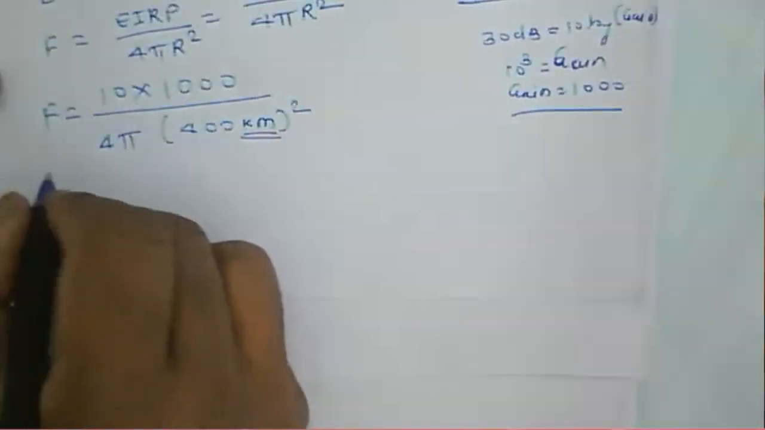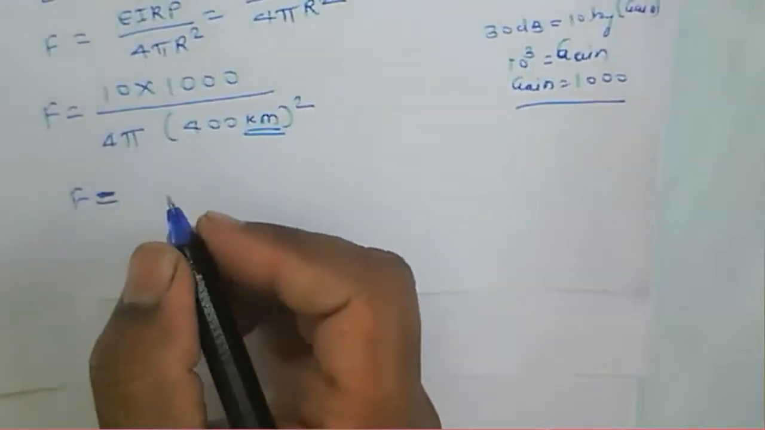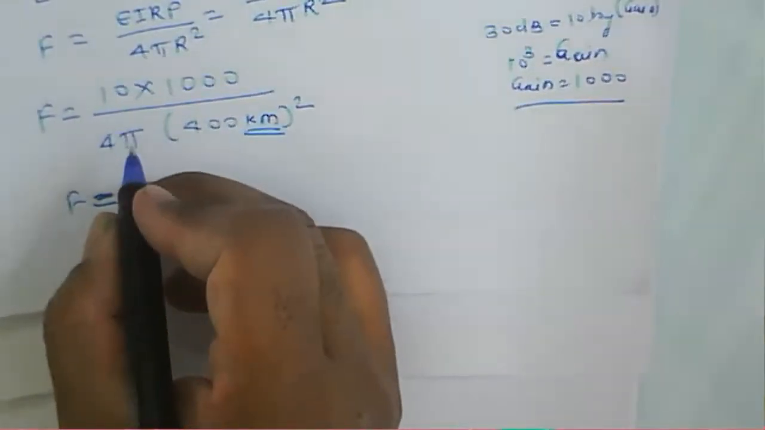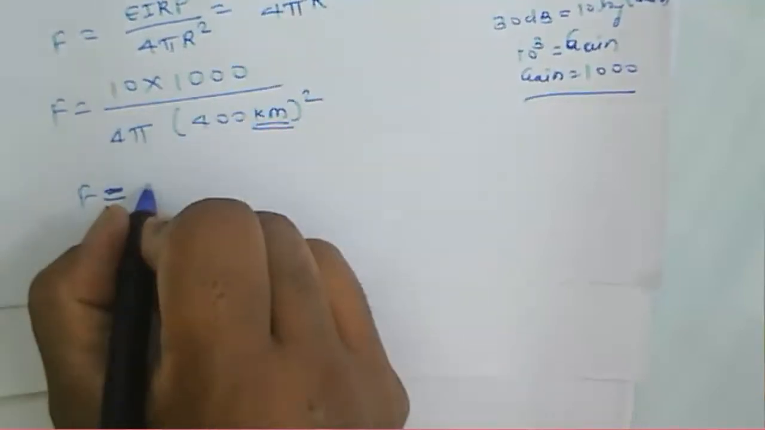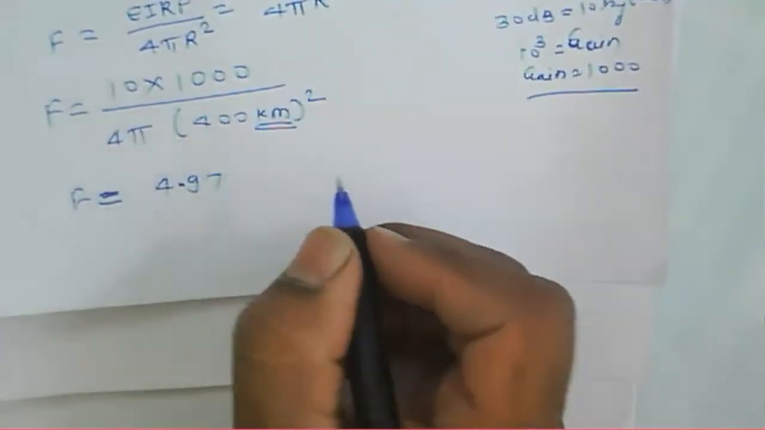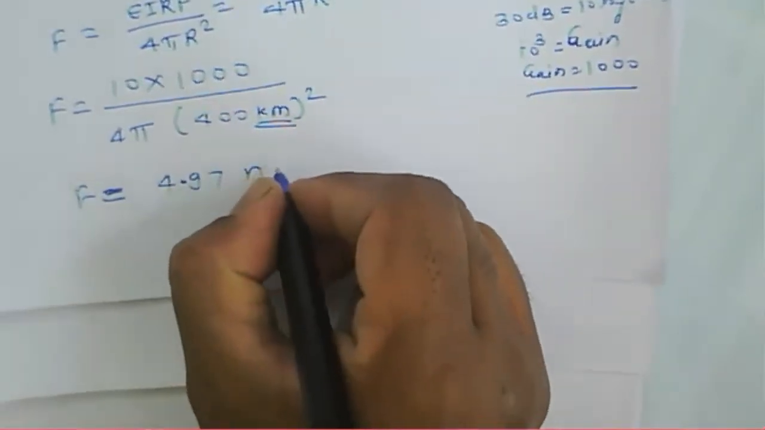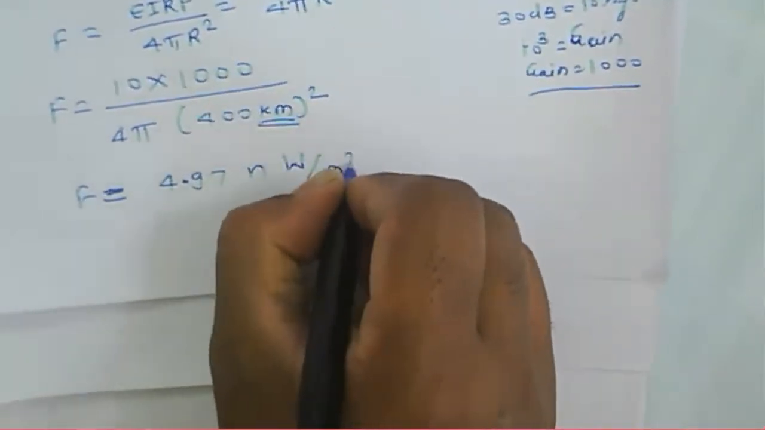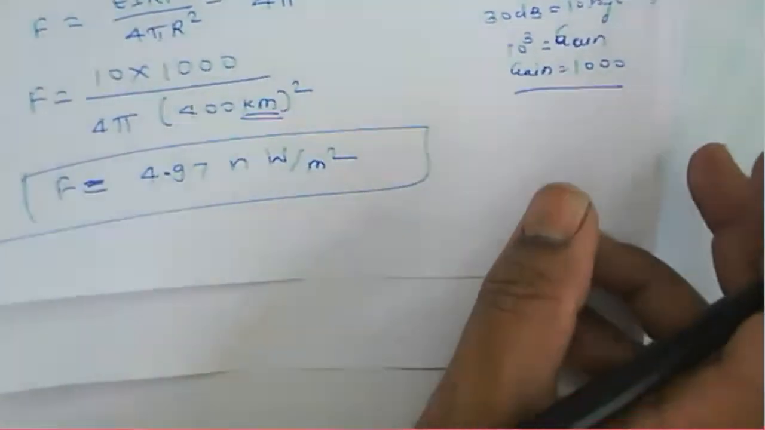Okay, so now we have F is equal to 10 into 1000 divided by 4 pi into 400 kilometer squared here. So that will be 4.97 nanowatt per meter squared. That is about the flux power density.